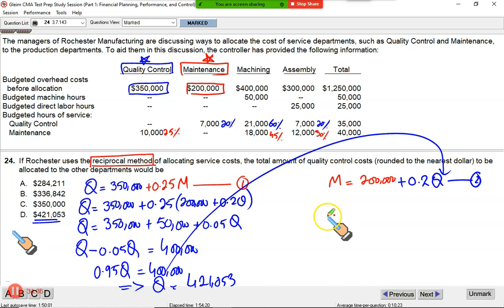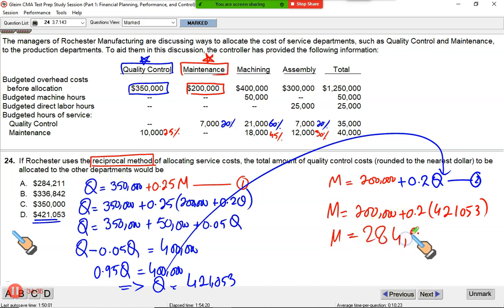If you want to find M, you can simply replace Q here and find the value of M. M is equal to 200,000 plus 0.2, and in place of Q you can write 421,053. Now you can simplify this. I can do it in a single go: times 0.2 plus 200,000. It gives me 284,210.